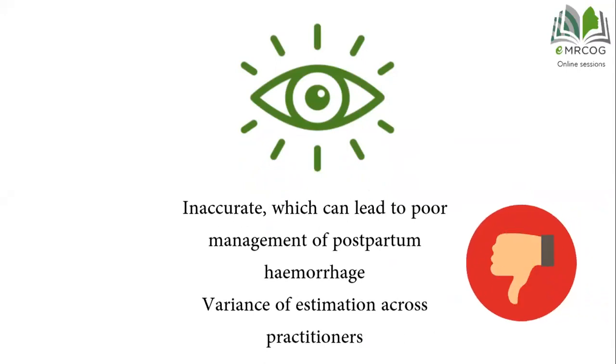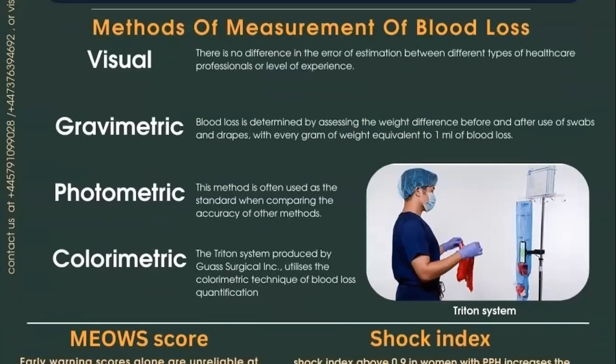However, it is inaccurate. It can lead to poor management, and because of the variation of estimation across practitioners, it's not going to give us even a close estimation of the actual blood loss. And guess what? They have figured out that the level of experience among professionals is not going to affect the error of estimation. So that's why they said there is no difference in the error of estimation between different types of healthcare professionals. The second one would be the gravimetric method.